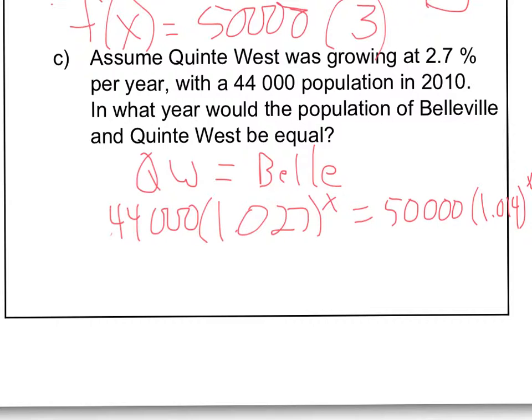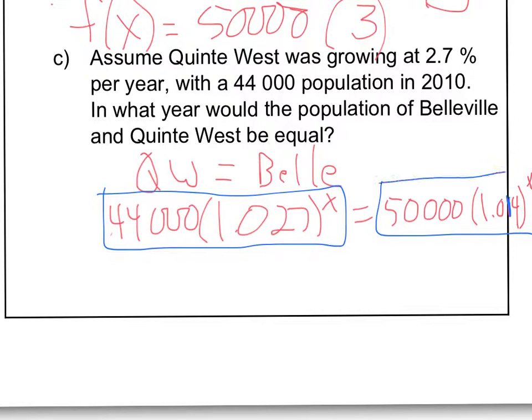Okay, I'm just going to the next problem, part C. In it, we need to find the intersection point. So we're looking at when Quinte West, and let's look at this, will Quinte West ever catch up? Quinte West starts at 44,000 and it's growing at 2.7%, whereas Belleville's at 50,000 growing at 1.4%. So that really would mean that eventually Quinte West is going to catch up to Belleville at some point. So let's take a look at how we might do this.